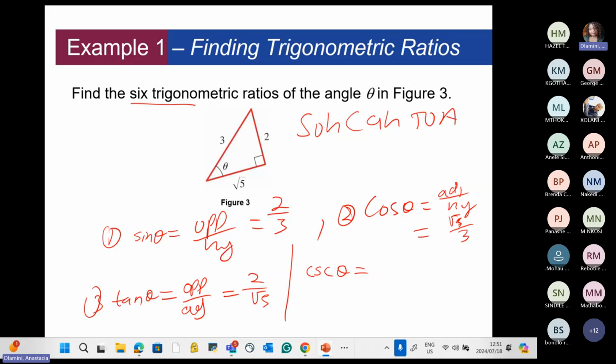Okay, thank you. Cosec theta will be what? 1 over 3 over 2, so 3 over 2. Thank you. And then cot theta will be what? Root 5 over 2. What's the name of the person who just answered now? The lady.